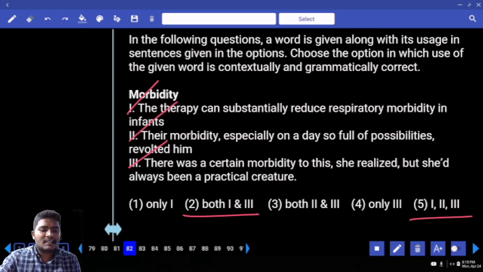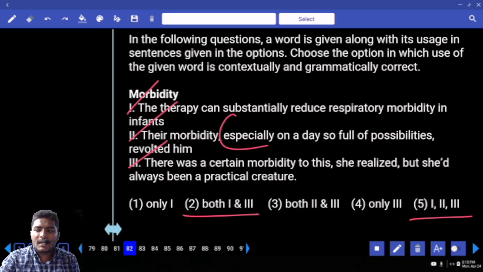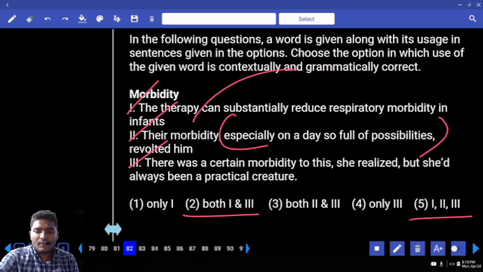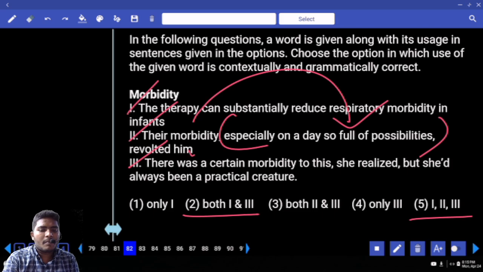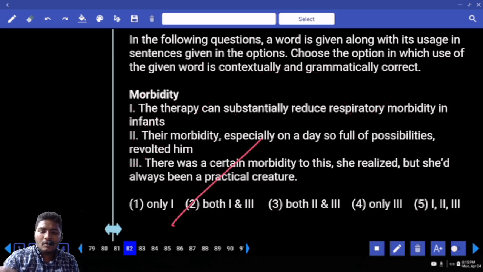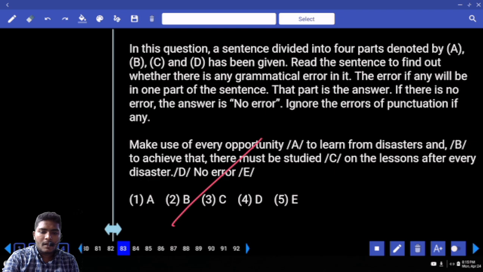Now can we go for the second one? Their morbidity, this is an exceptional case of noun phrase. Their morbidity revolted him. Is this meaningful? That means their laziness or their lack of strength or their debt revolted him. Does it look good? No. So eliminate 2, go with only 1 and 3. Move to 83.